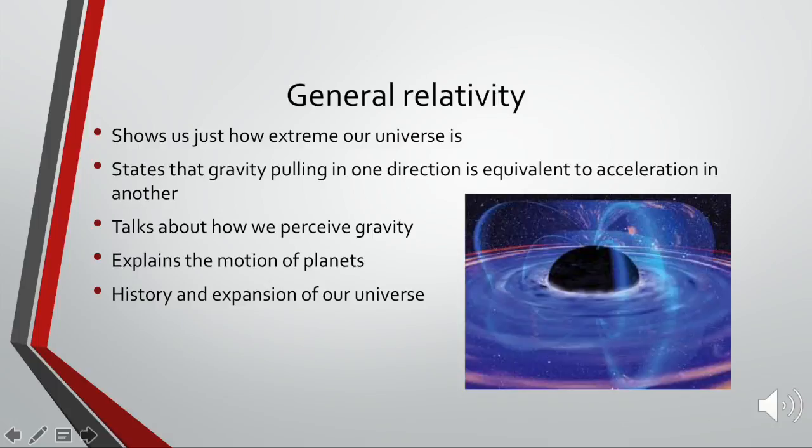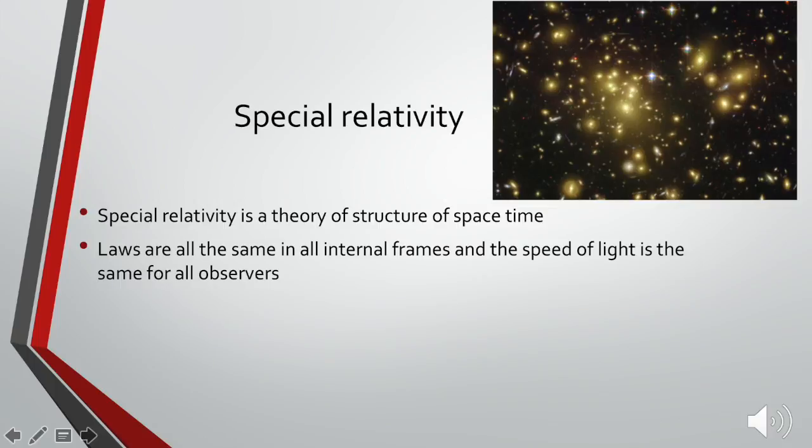General relativity shows us just how extreme our universe is. It states that gravity pulling in one direction is equivalent to acceleration in another. It talks about how we perceive gravity, and explains the motions of planets and the history and expansion of our universe. Special relativity. Special relativity is a theory of structure of space-time. Laws are all the same in all inertial frames, and the speed of light is the same for all observers.